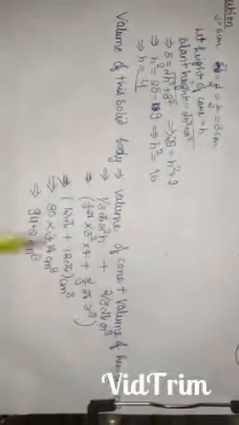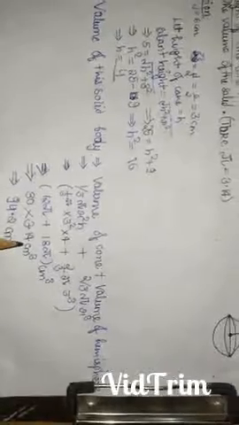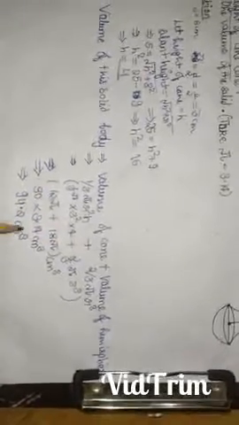पाई की वैल्यू हमने यहाँ पर इवन इसलिए ली है क्योंकि यहाँ पर h की वैल्यू दी हुई है इवन डिजिट, which is very useful for you in solving the question. 30 into 3.14 is equal to 94.2. This is the volume of this whole solid body.